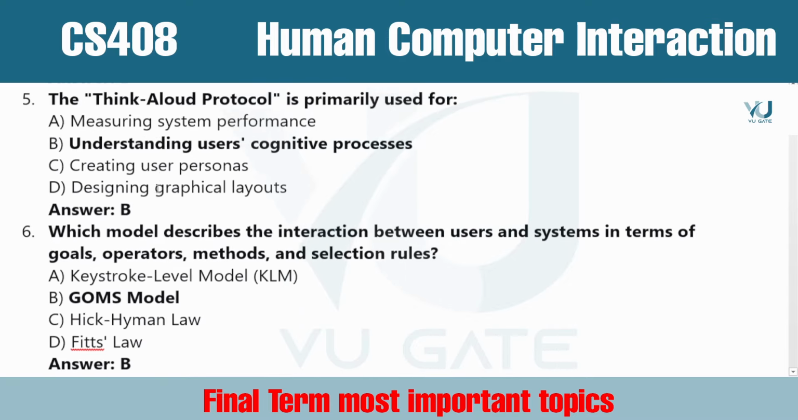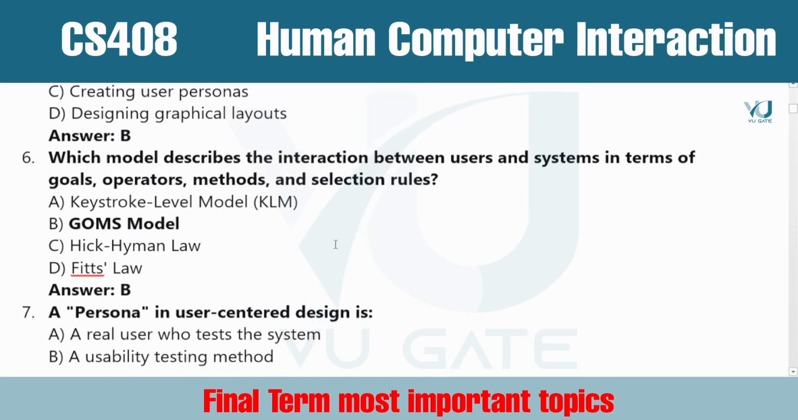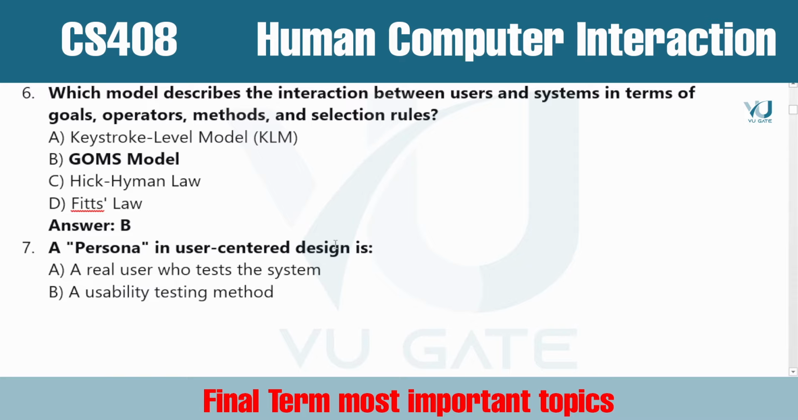Question 5. The Think Aloud protocol is primarily used for. The correct answer is option B, understanding users' cognitive processes. Question 6. Which model describes the interaction between users and systems in terms of goals, operators, methods, and selection rules? The correct answer is option B, GOMS model.